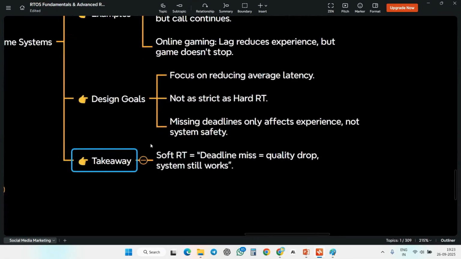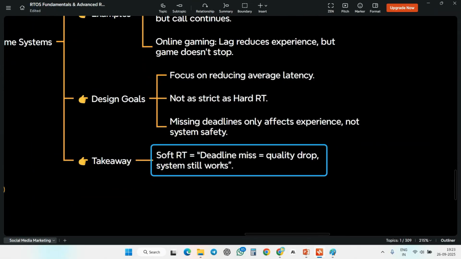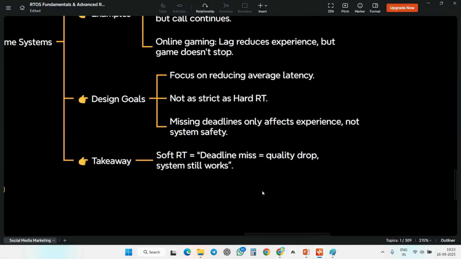So when a soft real time deadline is missed, the quality drops. This is the key takeaway point, guys, keep it in mind: when a soft real time deadline is missed, the quality drops, but the system still works.